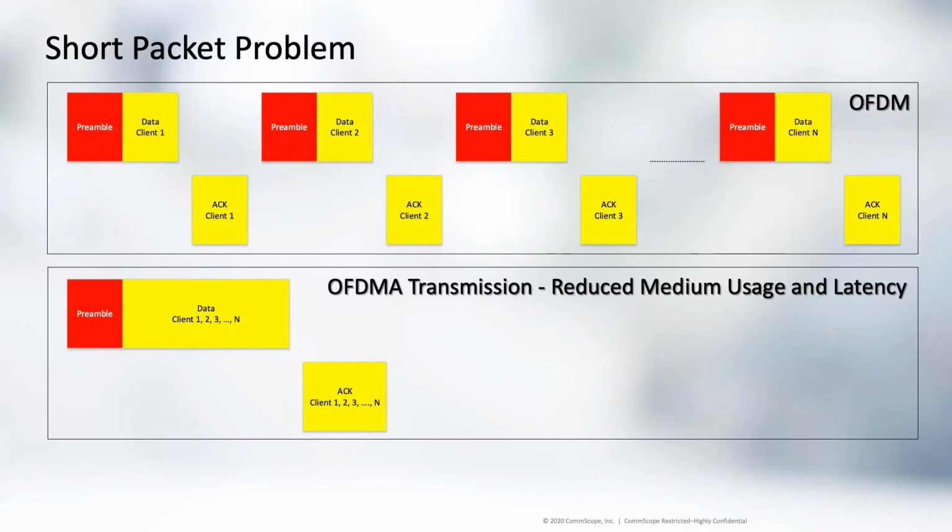What OFDMA gives us is it allows us to take a response to many clients and put them in the same packet. So we can send one preamble and packet out to multiple clients simultaneously, and then we can ACK multiple packets simultaneously with the same packet. So this slide is supposed to be representing an amount of time, right? In the lower box, we're done in a third of the time of the above one, if that makes sense.